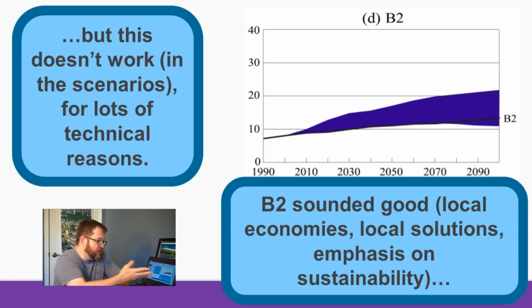B2 is not the worst scenario. You can see we go from about 9 gigatons of carbon per year now to about 15 gigatons or something like that by the end of the century. It's by no means our worst scenario, but it's by no means our best either. And frankly, how we get to B2 is not pretty. B2 is kind of a future we don't want to be on.